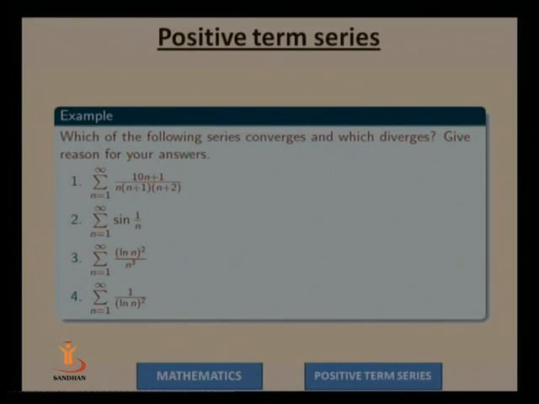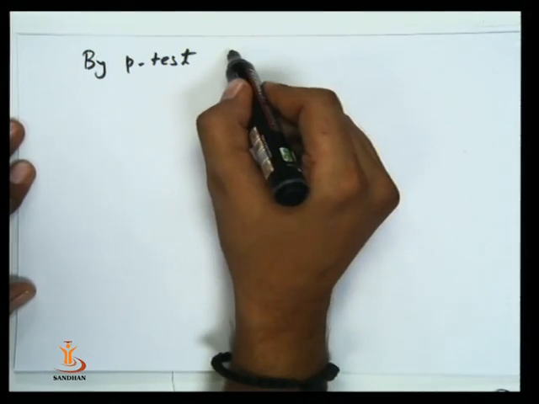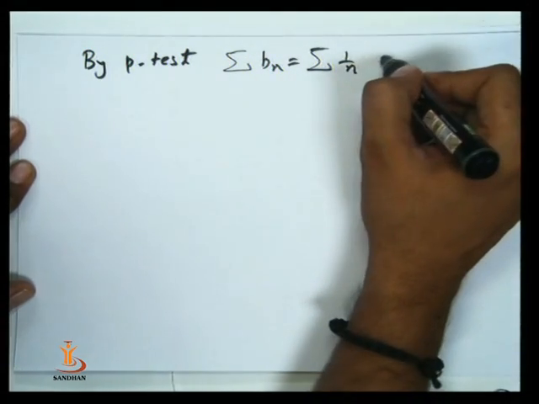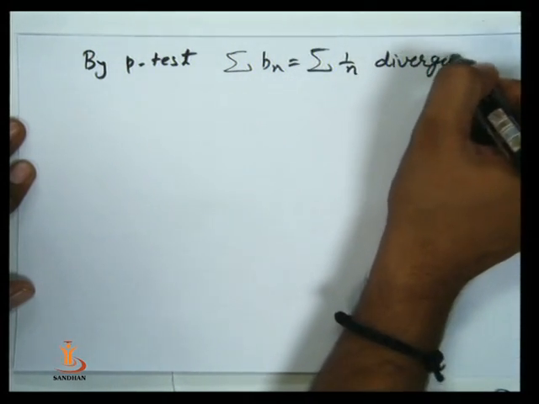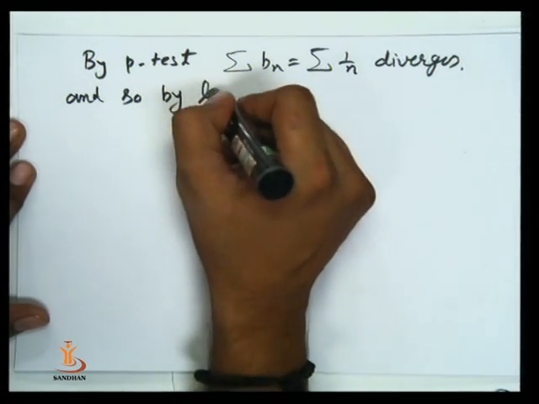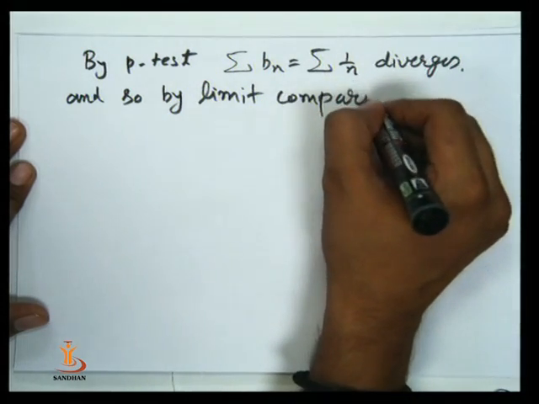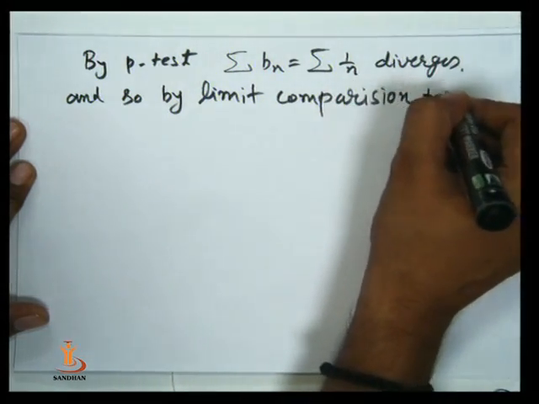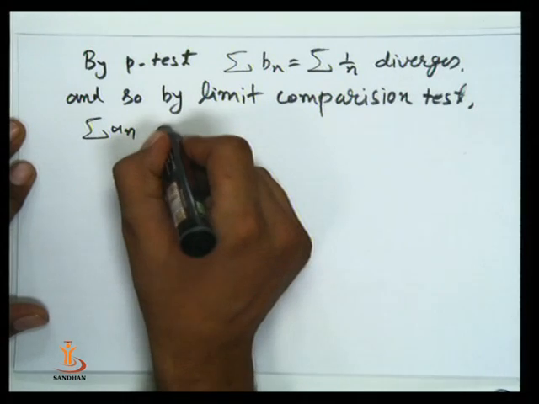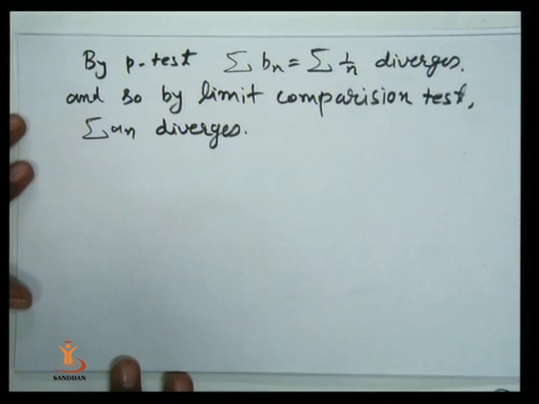But by the p-test, summation bn, that is summation 1 upon n, is a divergent series, and so by the limit comparison test, summation an diverges. So these are examples for the limit comparison test.